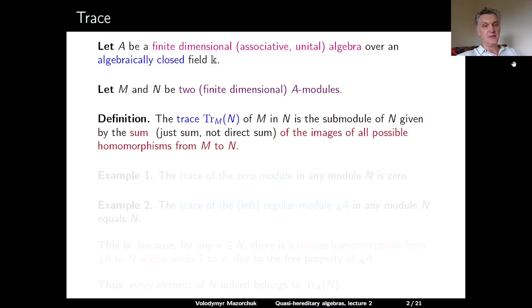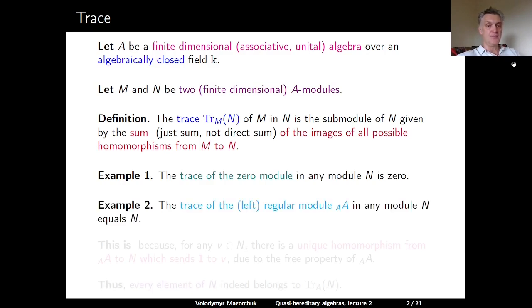Or alternatively, one can say that it is the submodule generated by the images of all possible homomorphisms from the module M to the module N. For example, the trace of the zero module in any module N is 0. Second example, the trace of the left regular module A in any module N coincides with the target module N.